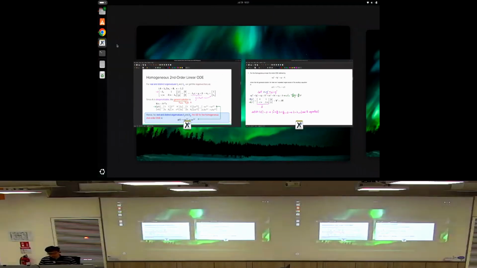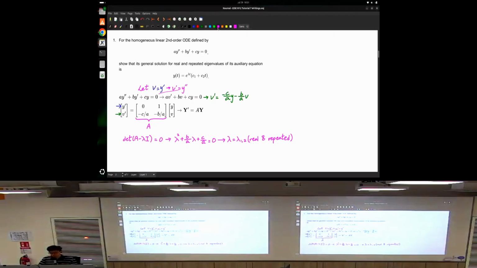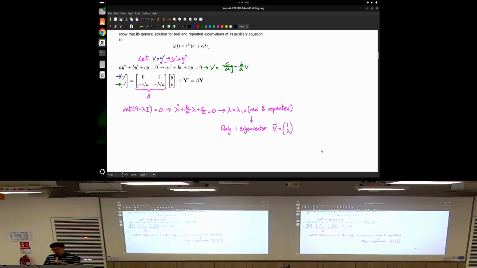So which means to say that from here, since the eigenvalue is real and repeated, there is only one eigenvector, V1, which is (1, lambda). Because lambda 1 and lambda 2 are the same, it's just lambda. So I just put it as (1, lambda). Then obviously you need the other eigenvector.